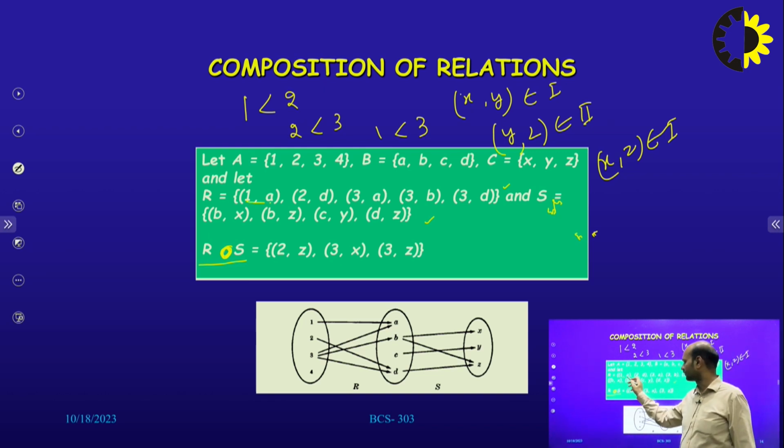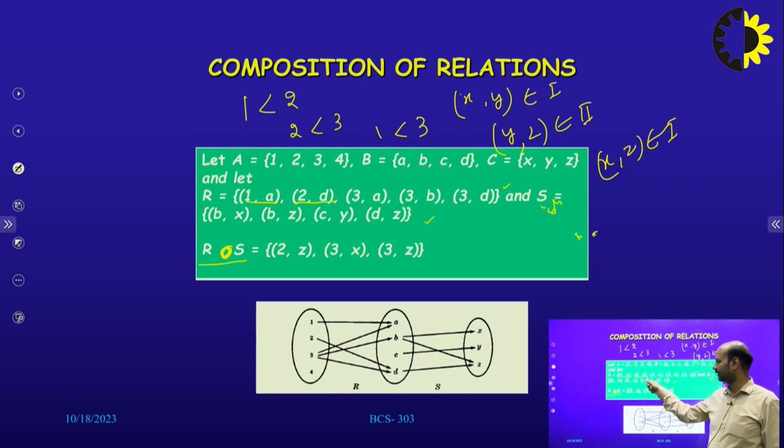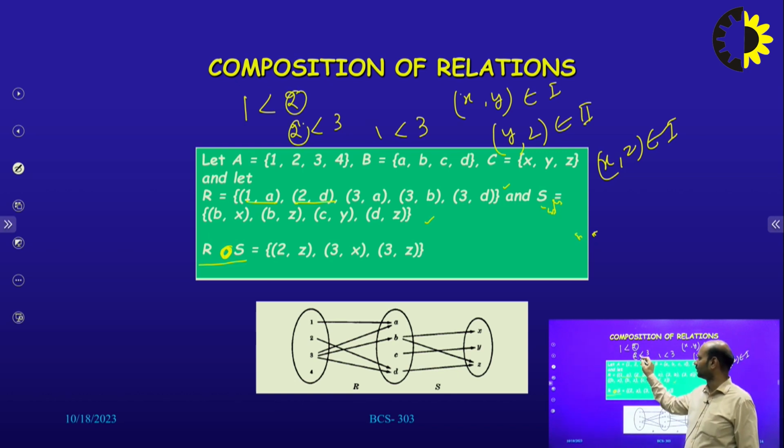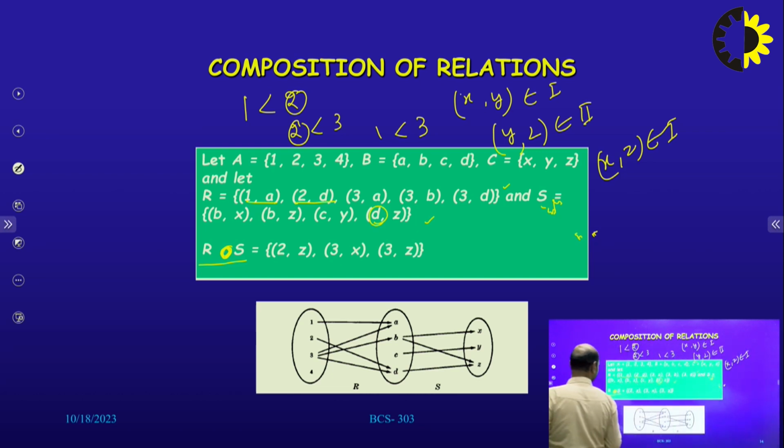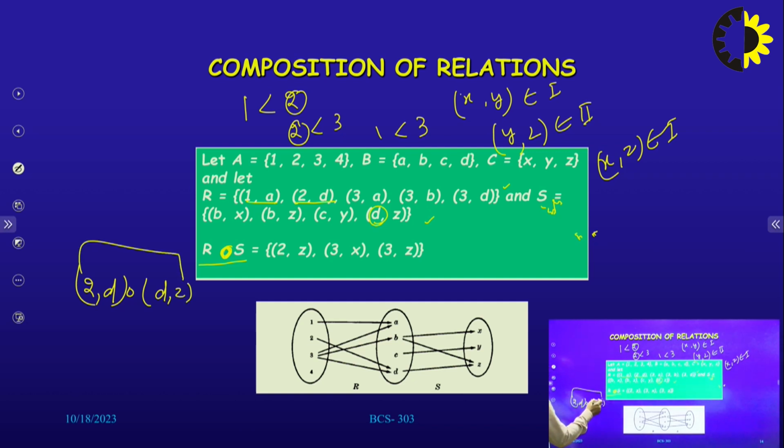So, (1, A) in composition with the second relation: there is no ordered pair present which starts with A, so this ordered pair does not compose with any ordered pair in S. So we pick another ordered pair, (2, D). Here the D matches, so we select the ordered pair which starts with D. There is one ordered pair which starts with D, so (2, D) composes with (D, Z), and the result is the first and last, that is (2, Z). So we write (2, Z) here.